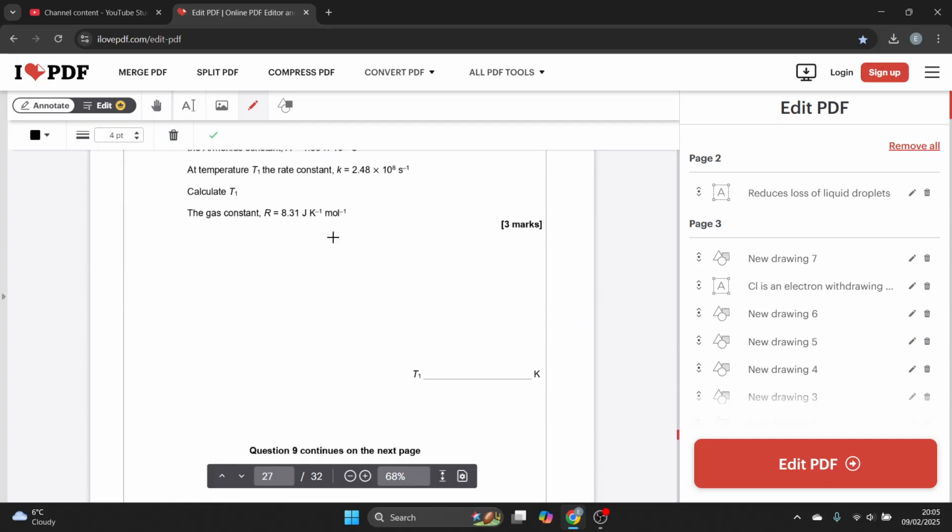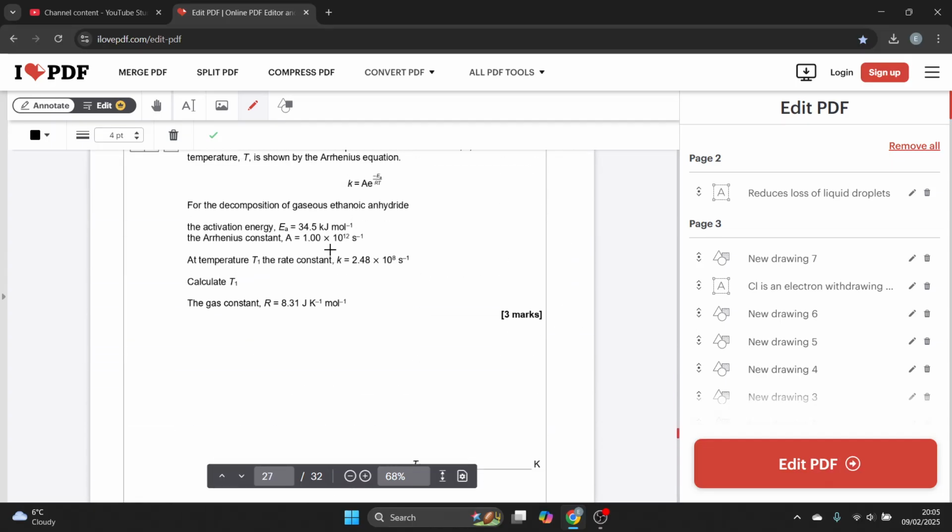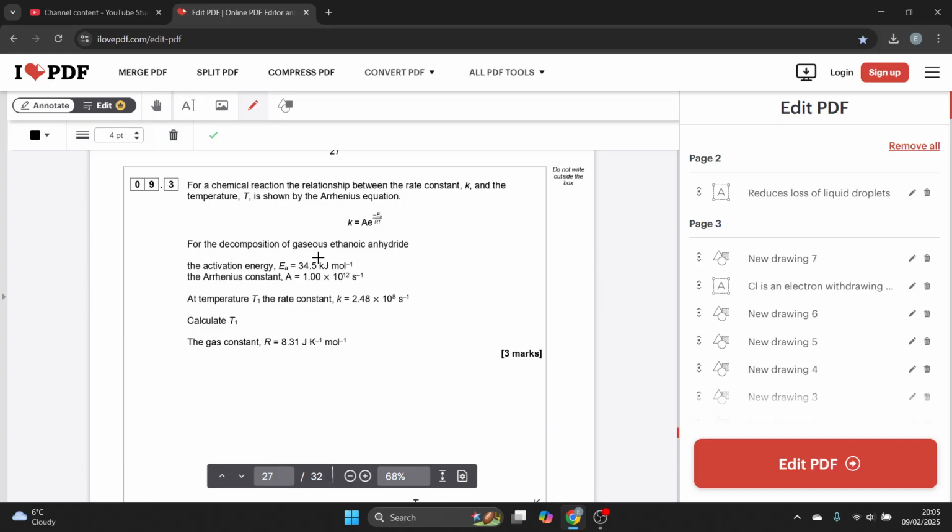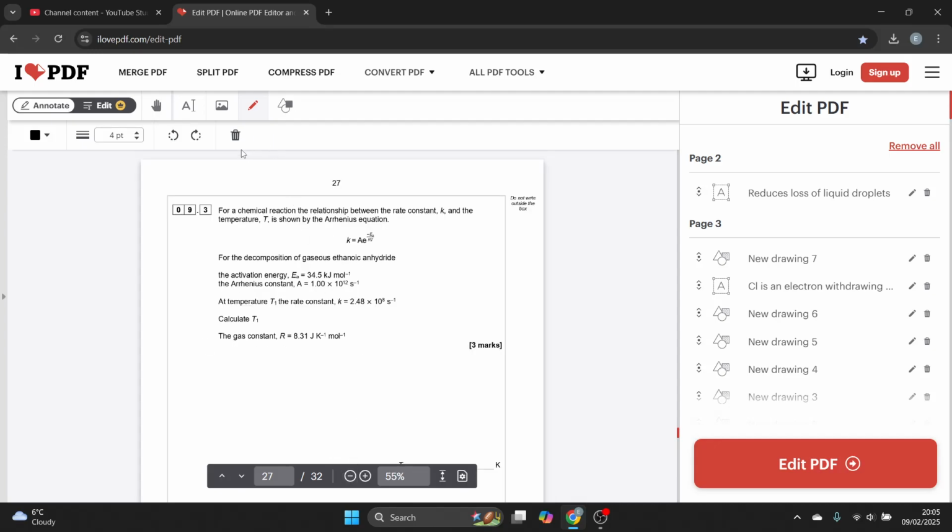And then it says the relation between the rate constant K and temperature T is shown by the Arrhenius equation. Calculate T1. At T1, the rate constant K is that. Wait, so what does it want me to do? Oh, it just wants me to calculate the temperature.